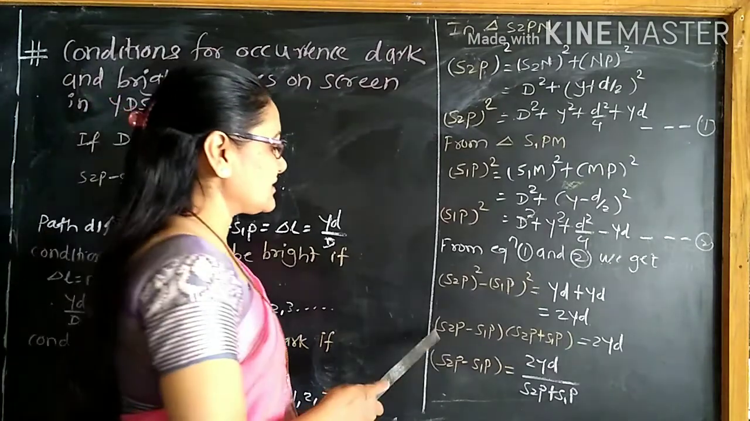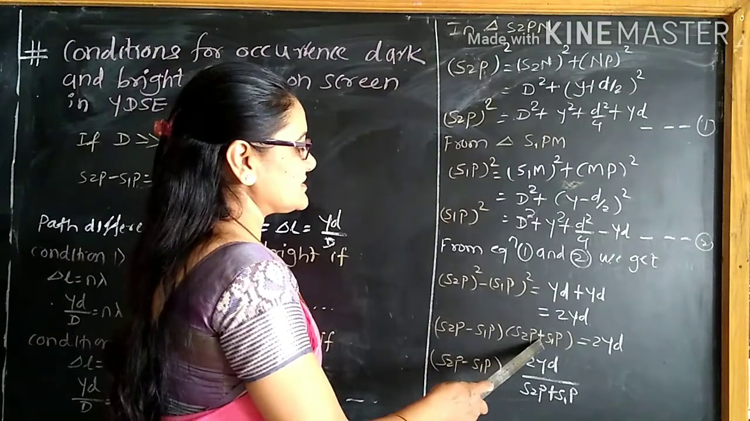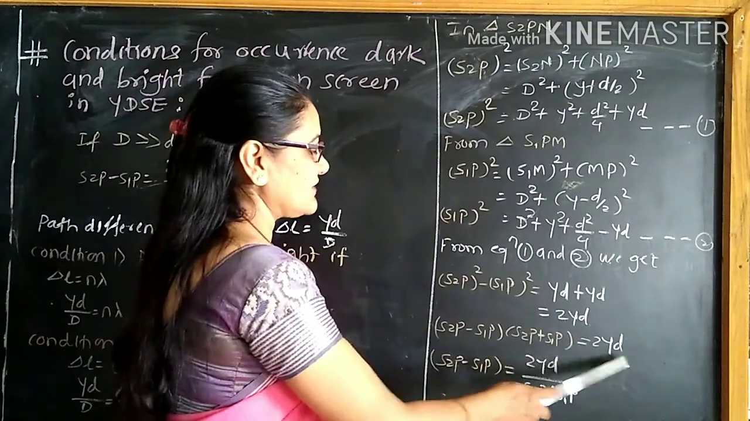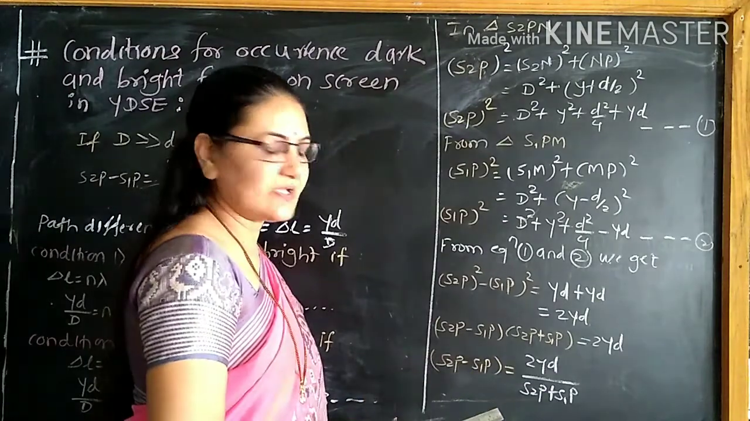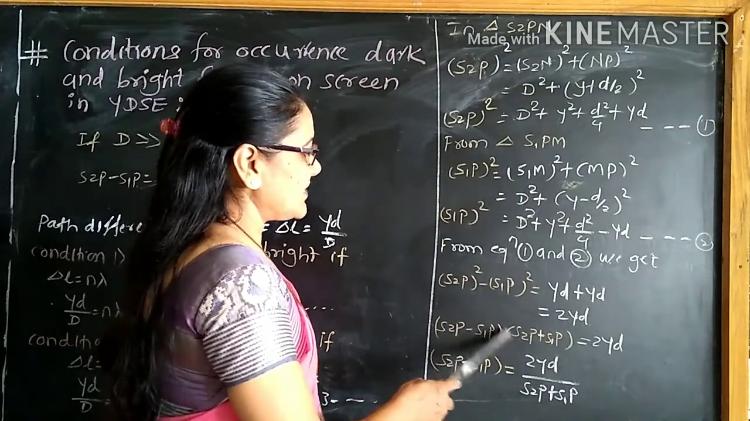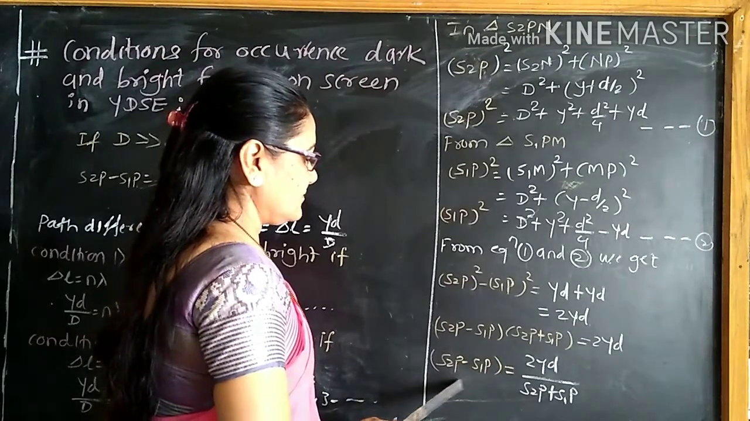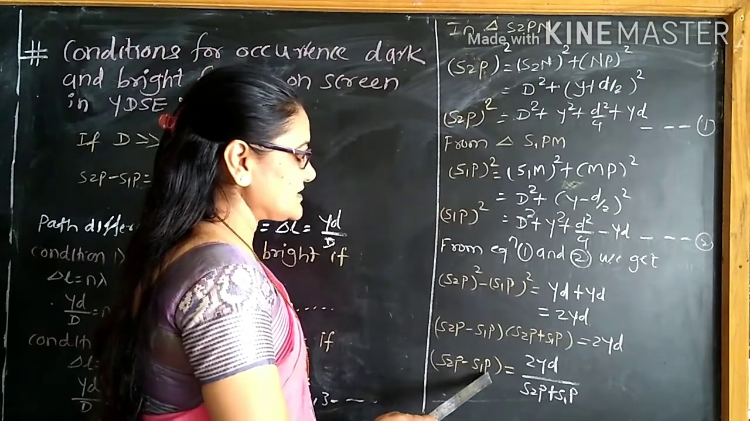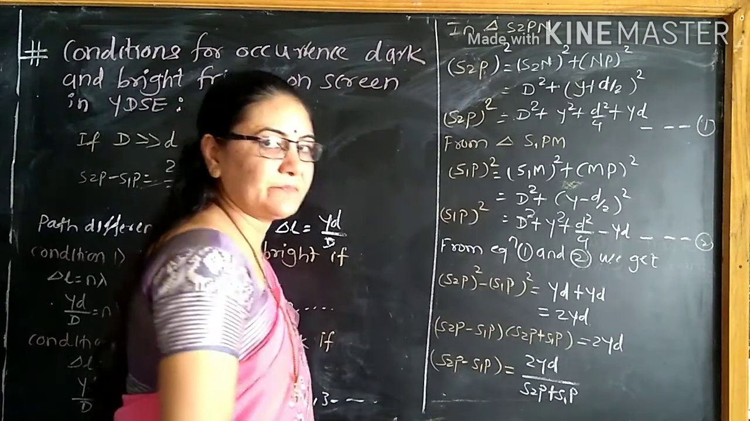According to the same, here S2P minus S1P in the first bracket, S2P plus S1P in the next bracket is equal to 2yd. To solve this, S2P minus S1P, that bracket goes to the RHS, and here we get S2P minus S1P is equal to 2yd divided by S2P plus S1P.